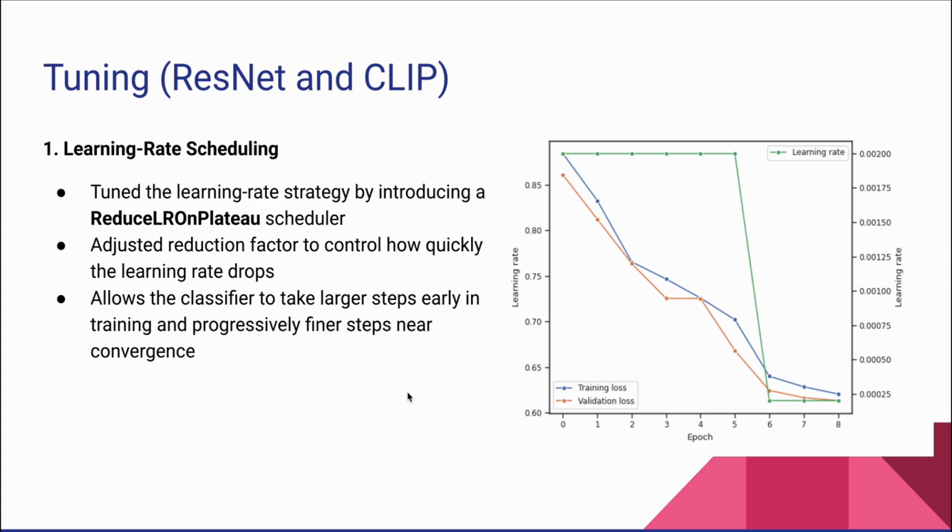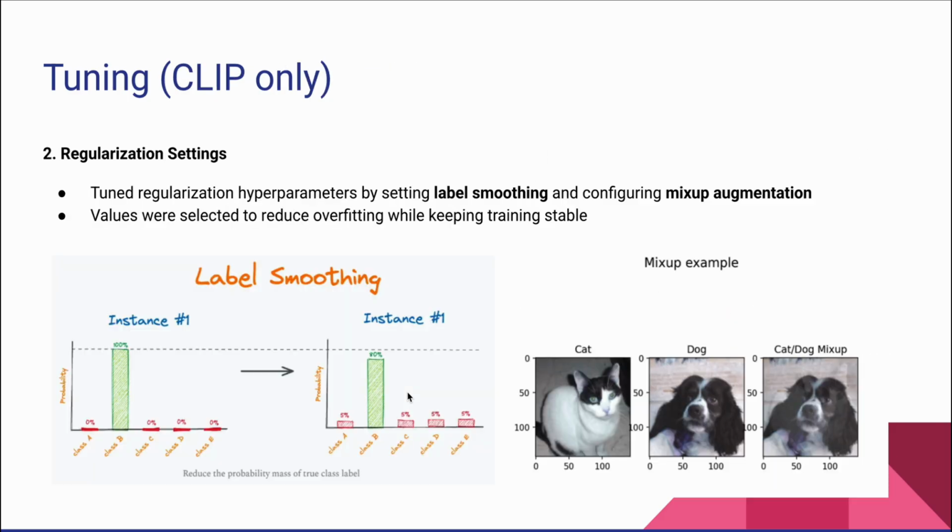This tuning allowed the classifier head to take larger steps early in training and progressively finer steps near convergence. As a result, the optimization became more stable and avoided the accuracy plateau caused by a static learning rate. We also use regularization settings, but only for CLIP. We tuned regularization hyperparameters to improve generalization using label smoothing and mix-up augmentation.